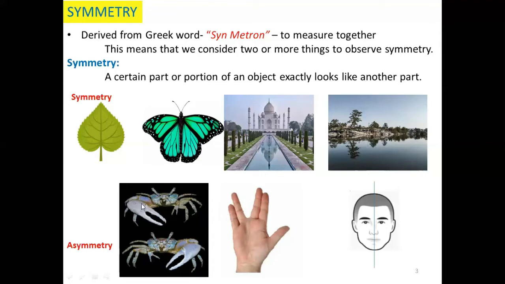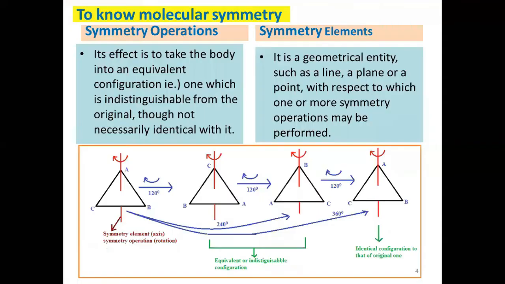In a similar way, this is another example where you can see that the limbs of the crab on either side are different. So in no way are they going to be equal or reflecting each other. So they don't have symmetry. They are said to be asymmetric in nature.